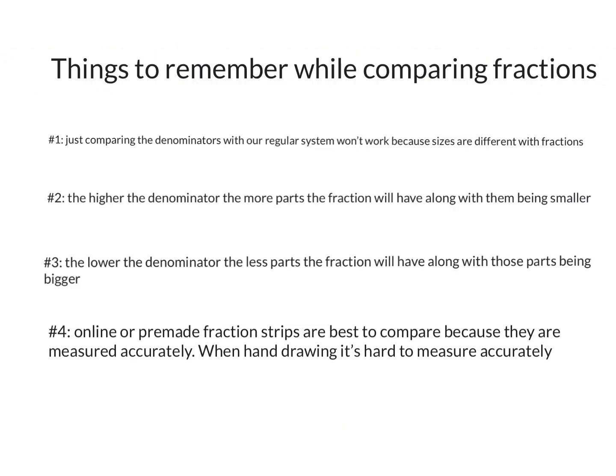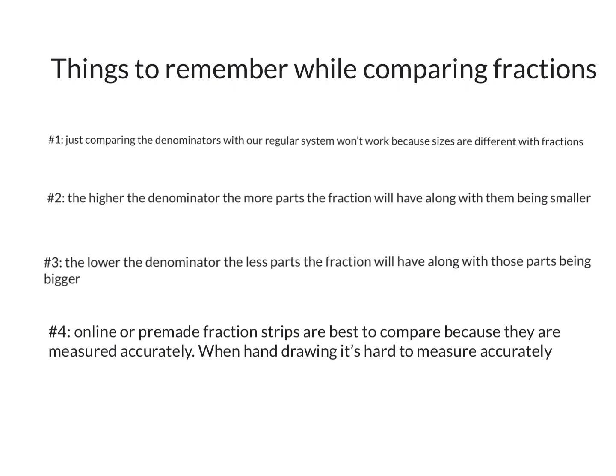So overall, these are some things to keep in mind while comparing fractions. Comparing just the denominators with our regular whole number system won't work because, as we saw, the wholes may be the same, but the sizes and how big those parts are will determine how big the fraction is. The higher the denominator, the more parts the fraction will have, along with them being smaller. The lower the denominator, the less parts the fraction will have, along with those being bigger.